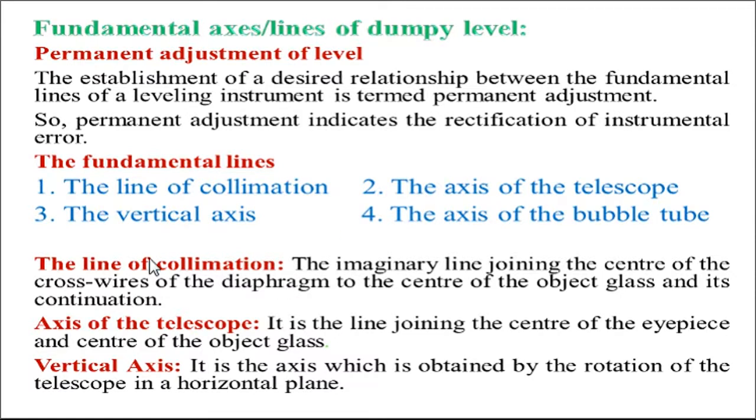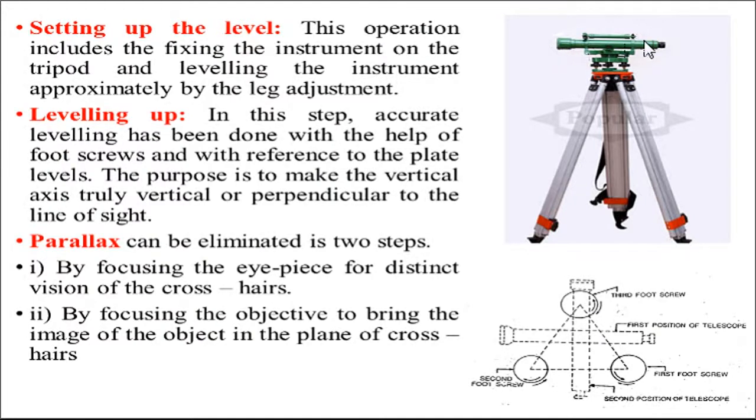Now see, the line of collimation is the imaginary line joining the center of the crosshair, or we can say the eyepiece, of the diaphragm, to the center of the objective glass and its continuation. We have already seen this definition. Then axis of the telescope is a line joining the center of the eyepiece and the center of the objective glass. Then vertical axis, it is the axis which is obtained by rotation of the telescope in a horizontal plane. See, in this instrument, this is the telescope. So when we are rotating the telescope, it rotates about its vertical axis.